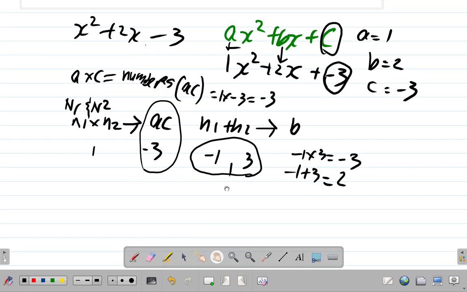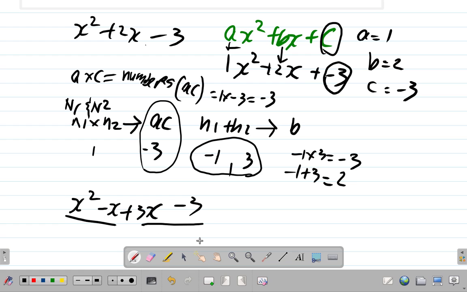So what you do is say x squared at one end, minus 3 at the other end. In the middle, you divide up 2x into negative 1x plus 3x. Notice negative 1x plus 3x gives you back 2x. I didn't bother to write the 1. You don't need to write the 1 here. Now you factorize this and factorize this.